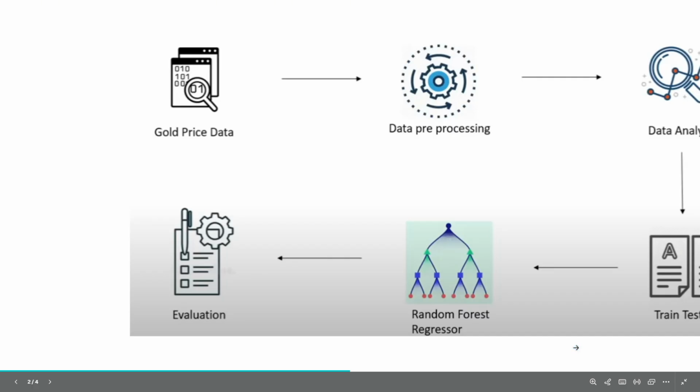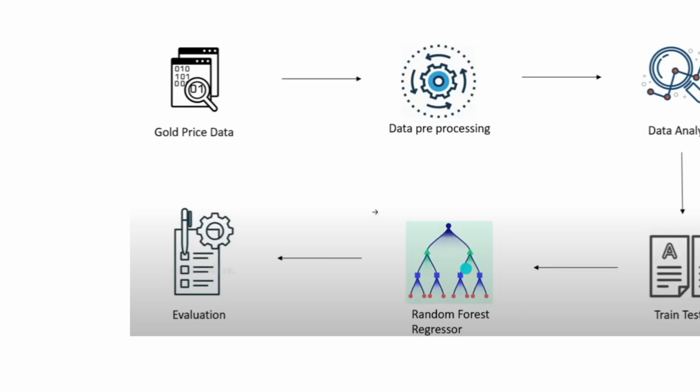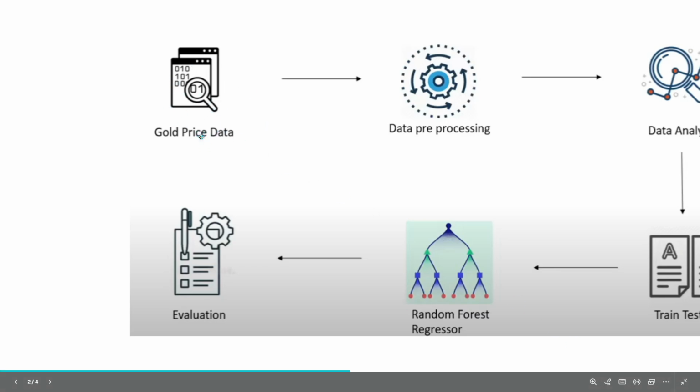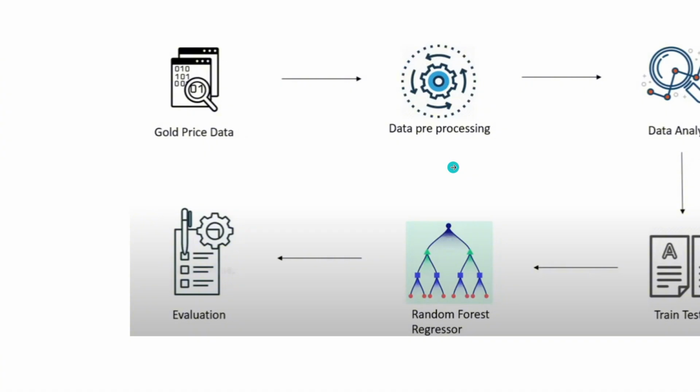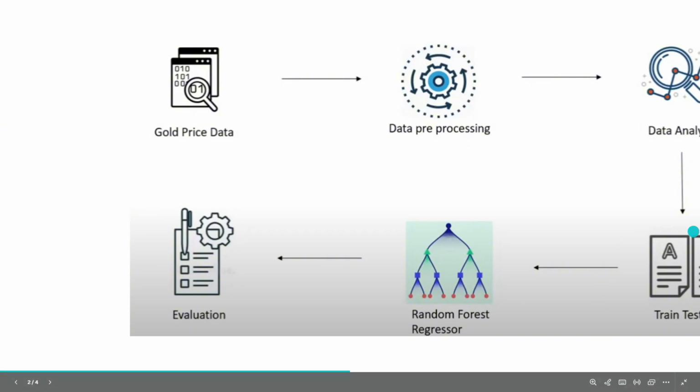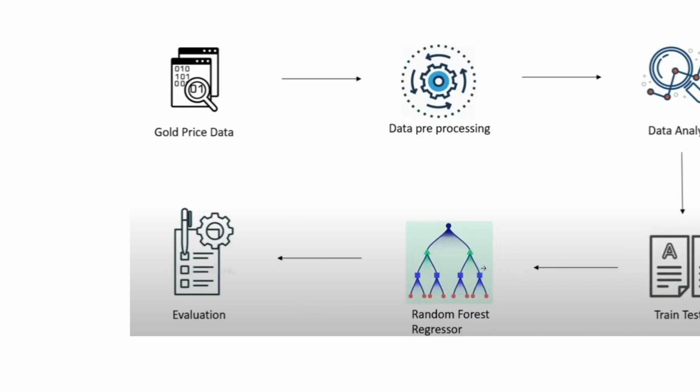So this is the workflow of the project. First of all, we'll get the gold data. Then we'll pre-process the data. Then we'll perform some basic data analysis. Then we'll do the train test split operation. Then we'll train one model called random forest regression. After the model is trained, we'll do the evaluation. Then you can do single data prediction. I think I already showed you how to perform it. So let's open up our Google Colab and start implementing the entire project.